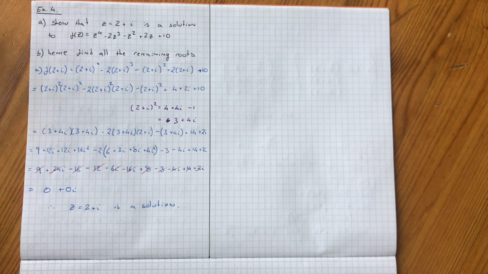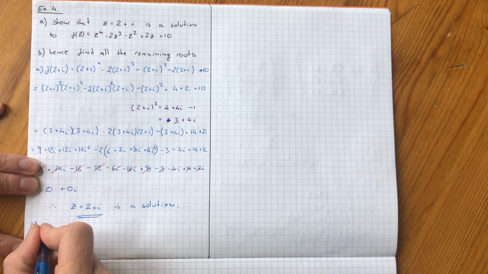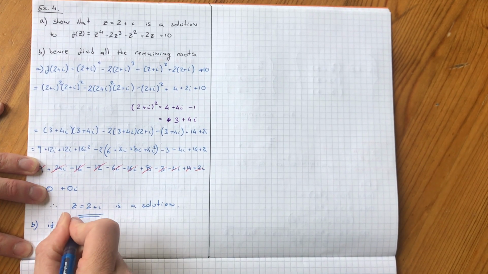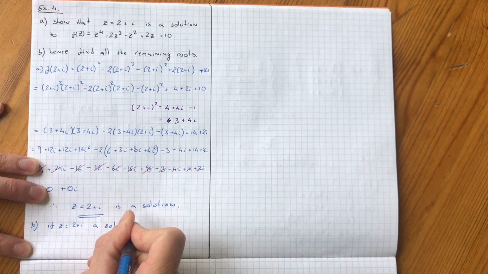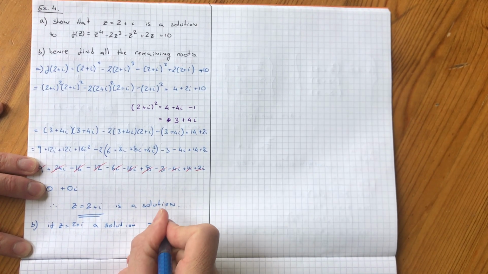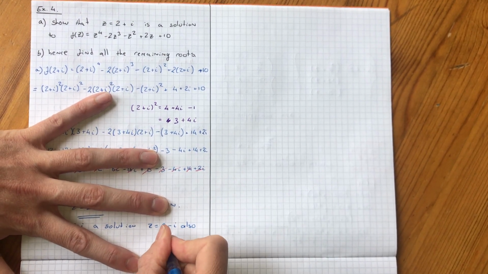Okay, now remember our conjugate rule. If z equals 2 plus i is a solution, z equals 2 minus i is also a solution.